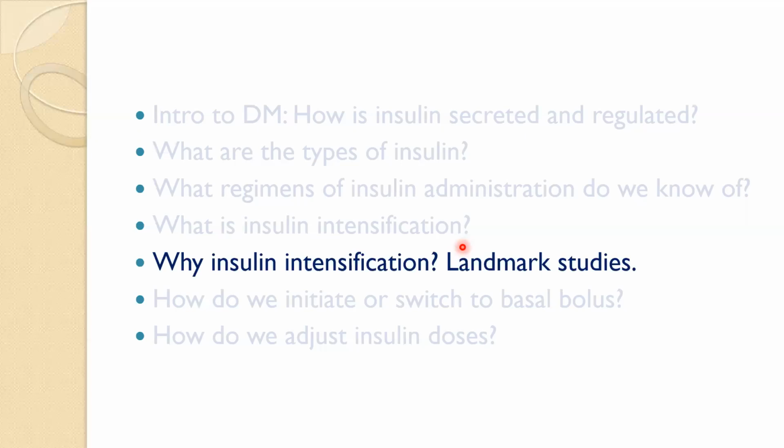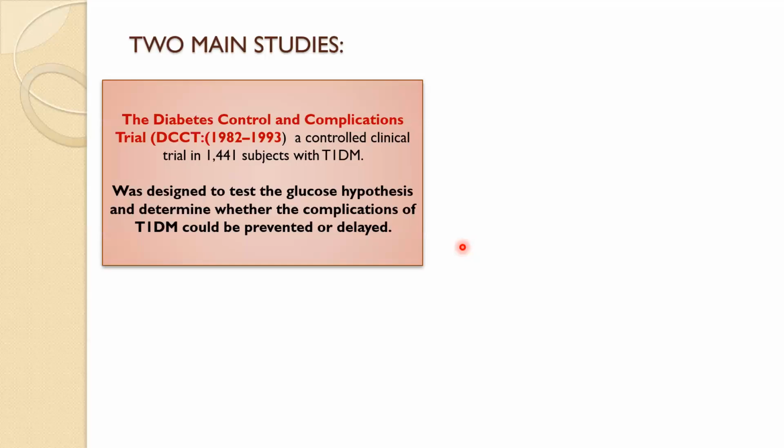I would want to take us through 2 critical studies that were done several years back that informed the need for insulin intensification. Number 1 is the Diabetes Control and Complications Trial, famously known as the DCCT study. This was done from 1982 to 1993, 10 years, as a controlled clinical trial. The main aim, besides testing the glucose hypothesis, was to determine whether the complications of type 1 diabetes could be prevented or delayed.